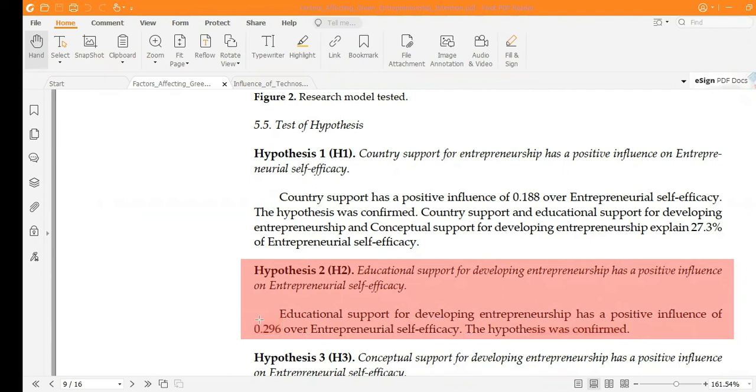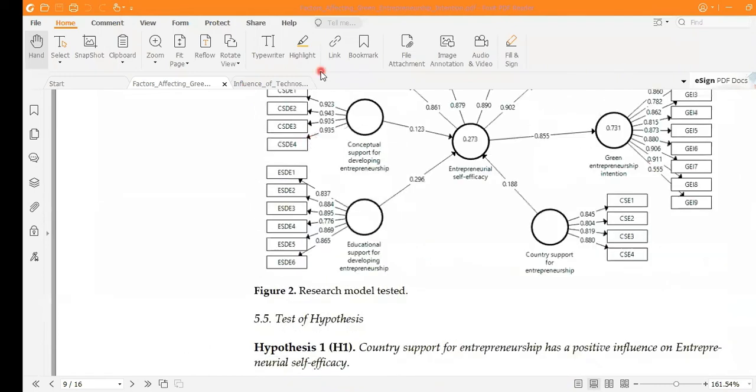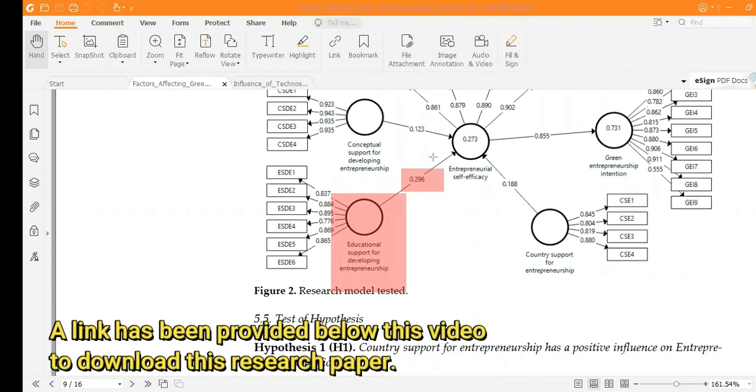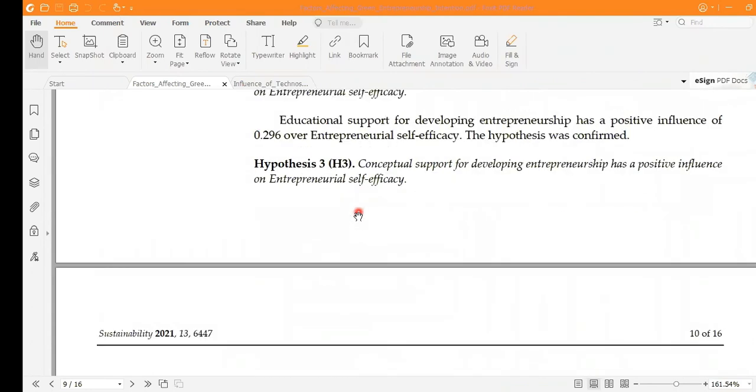Now from where have they arrived at 0.296? That's very easy. Just go here. This is the 0.296. This is our construct, educational support for developing interpretation, and the authors want to check the impact of this on this one. So this is the relationship between them. It is positive as well as significant on the basis of the p values. Okay, this is one way you can report your results of your bootstrapping.